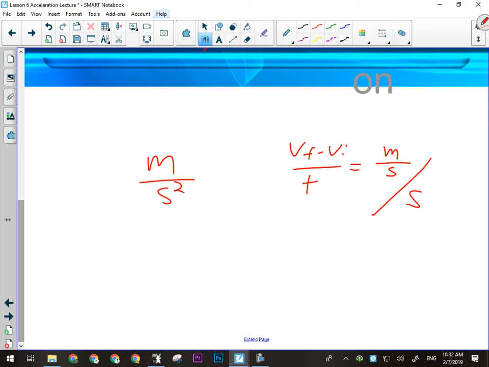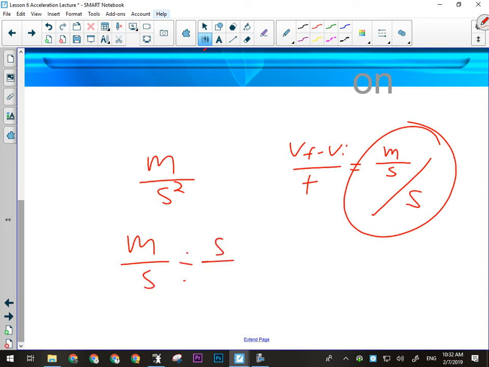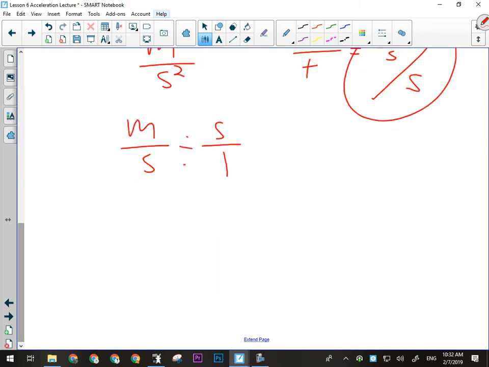The reason we get the squared is because of the division of fractions. If I'm doing meters per second divided by seconds, that's the same as saying this. Everyone okay with that? When I divide fractions, I'm supposed to reciprocate and multiply. So what I end up with is meters per second times 1 over seconds. Meters times 1 is meters. Seconds times seconds is seconds squared. That's where we get those units from.